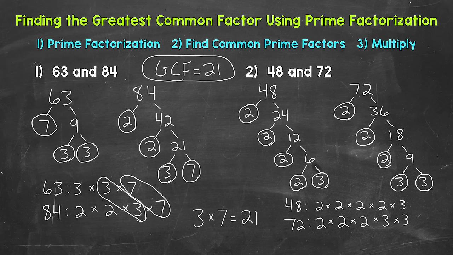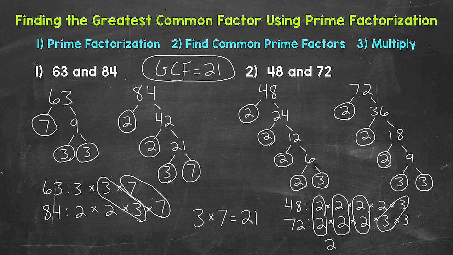Now we need to find common prime factors. They have a 2 in common, another 2 in common, another 2 in common, and then a 3 in common. So now that we found the common prime factors, we need to multiply them to get the greatest common factor.